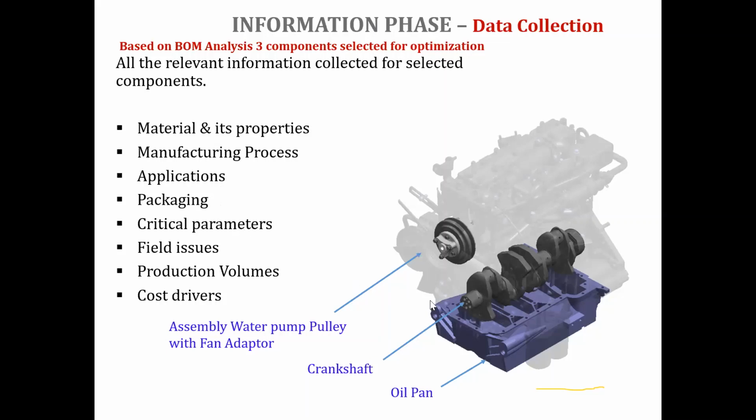Packaging here indicates that the crankshaft and water pump should be fitted properly into the engine. The fitment is basically what they call packaging. And is there any field issues? What is the production volume? What is the number of volumes? The tractor volume is lesser than the car volume. What are the cost driving factors?